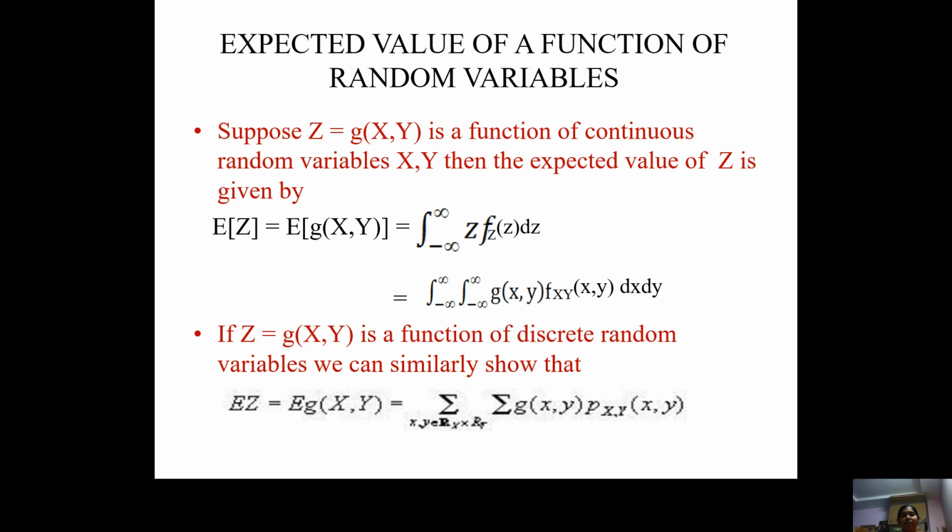If z equal to g of x y is a function of discrete random variables, we can similarly show that the expectation of z, which is the expectation of g of x comma y, is equal to the sum over x comma y in R x and R y, where R x and R y are sets of integers, of g of x comma y times p x y of x y. Here g of x y is the function, and p x y of x y is the joint probability mass function of both x and y.